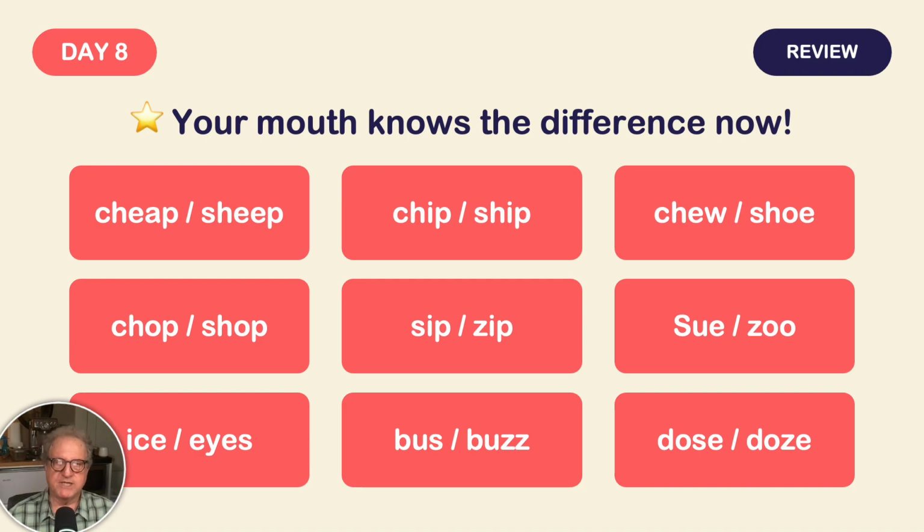Here are combinations. All together now. Cheap, sheep, chip, ship, chew, shoe, sue, zoo, sip, zip, chop, shop, ice, eyes, bus, buzz, dose, doze. Yay! Applause.